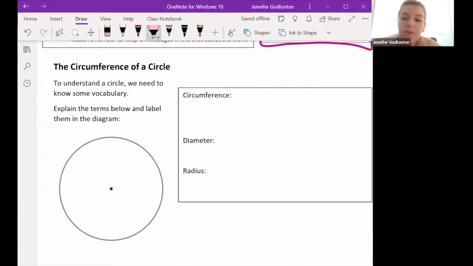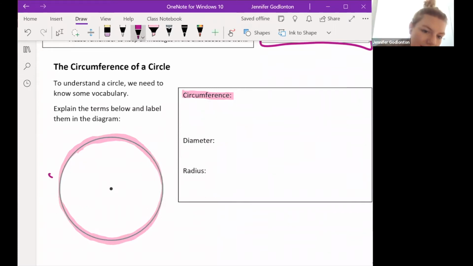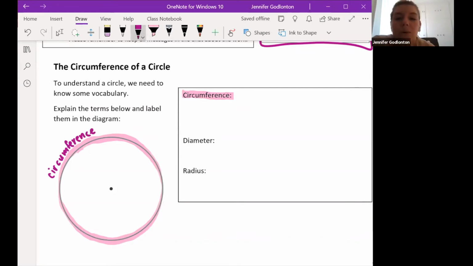Firstly, if we're talking about the circumference of a circle, the circumference is this whole outside section. Oh gosh, my line got very messy as I started going around that circle. So this whole outside of the circle is the circumference. And when we are dealing with measurement, what would the circumference of a circle be, of the words that we've been talking about in this course?